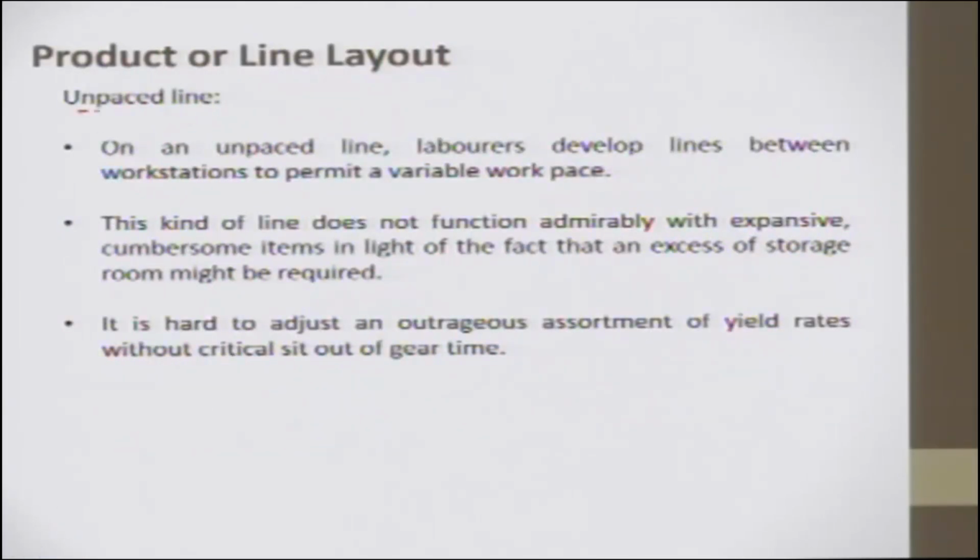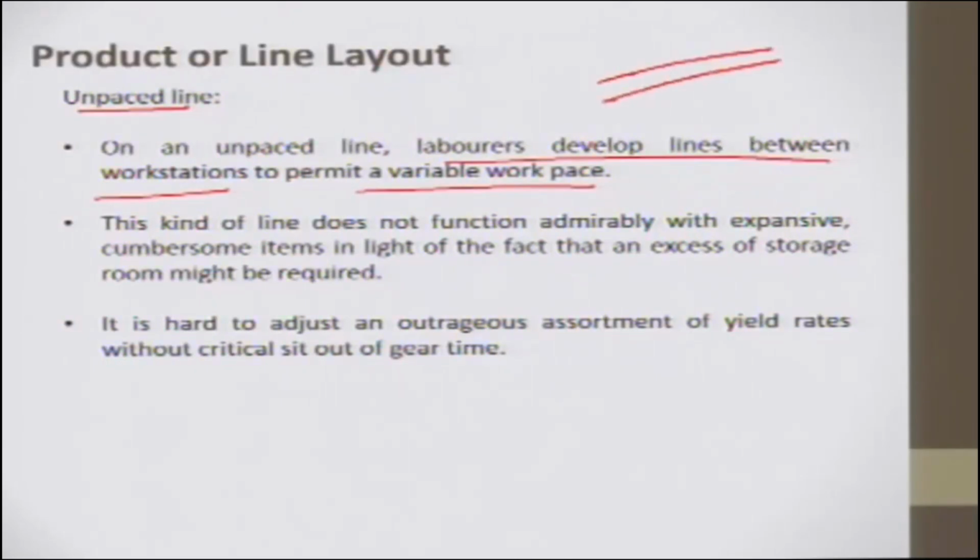Next is unpaced line. In an unpaced line, the workers develop lines between workstations to permit variable work pace. So what happens in an unpaced line? The product is not fixed on the conveyor. It is not fixed.